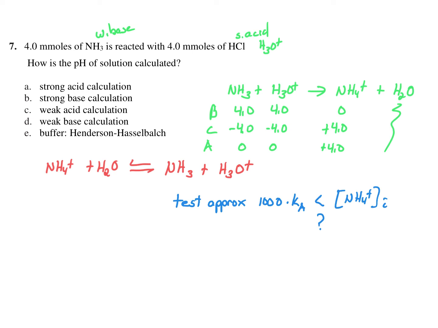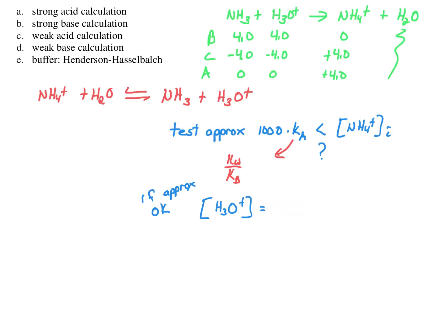To get a numerical value of the pH, we would first test our approximation as to whether or not 1,000 times Ka is less than our initial concentration. In this situation, we're going to need to convert a Kb value to Ka in our calculation. If our approximation is okay, then we can calculate our hydronium ion concentration as Ka times the initial concentration of our acid. Just be careful that in this calculation you use the Ka value that was obtained from Kb.